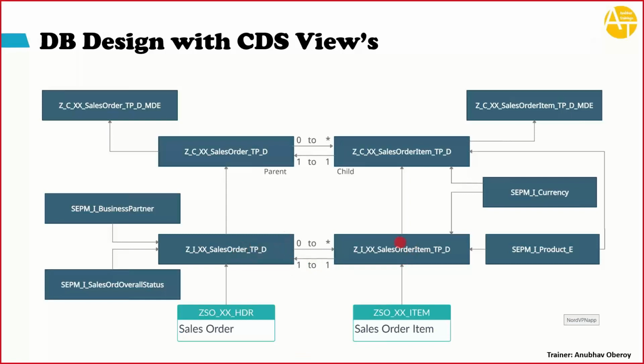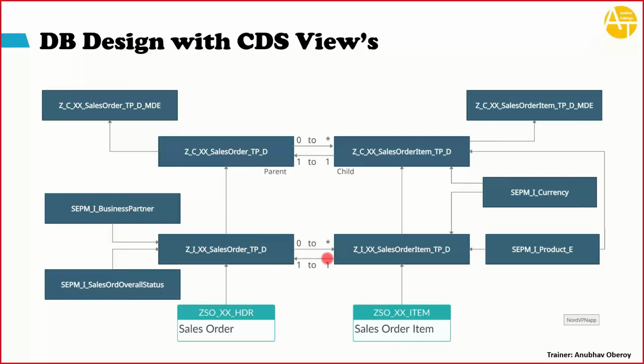We are having a composition between order header and order items. You can notice I don't have right now a hard foreign key relationship between the tables, which is not mandatory. We can do a relationship through CDS association directly at the CDS level.